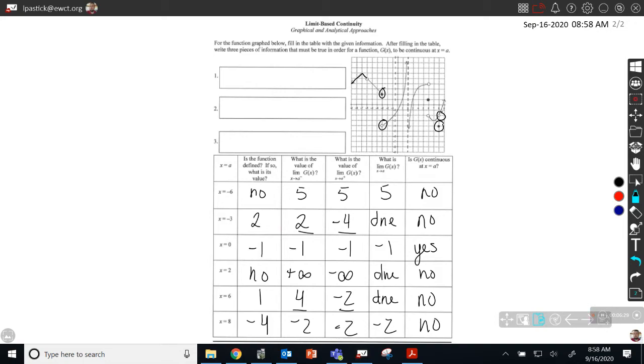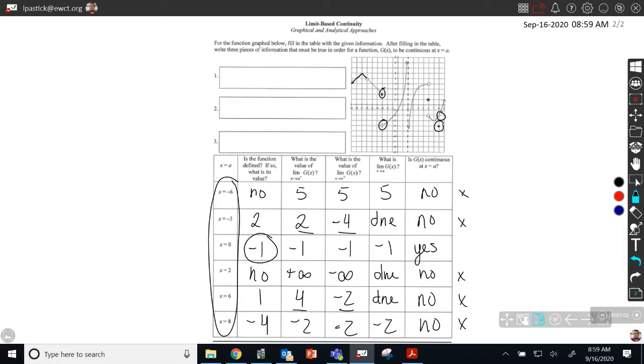So now we've got to ask ourselves, what does it take for this graph to be continuous? We don't want to look here. It looks like there's only one spot where this function is continuous out of the selected values that we chose. So let's look at this one row and see if we can work backwards to determine our three-part definition of limit-based continuity. First thing right here.